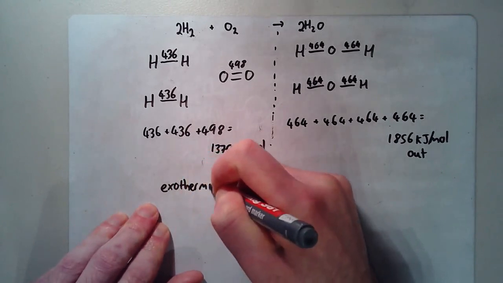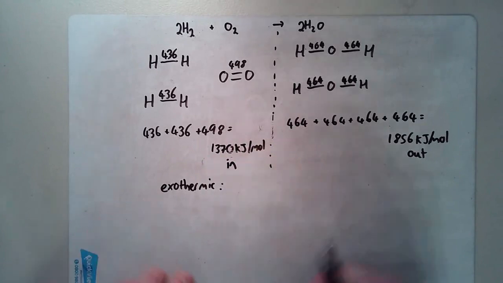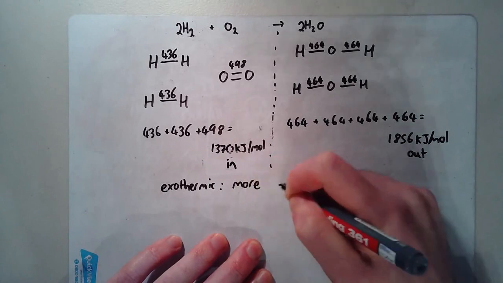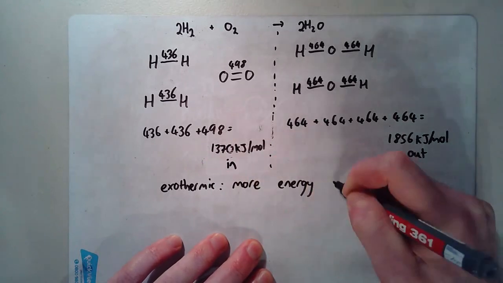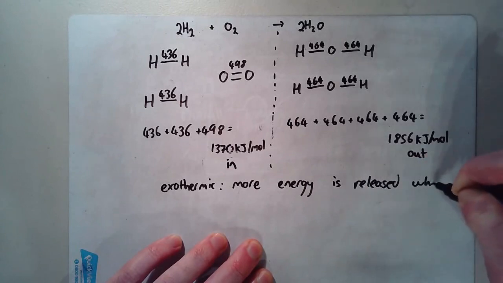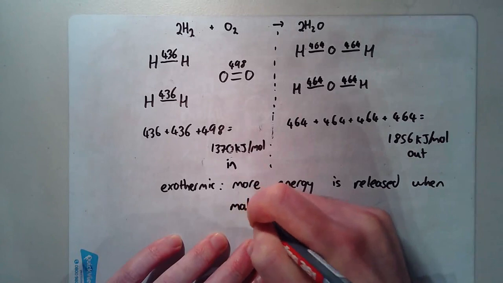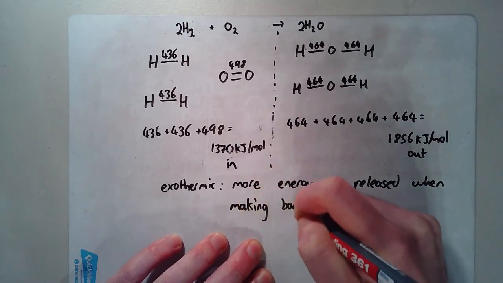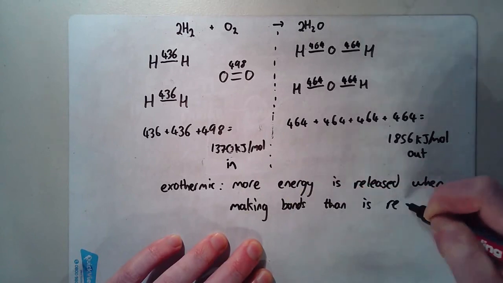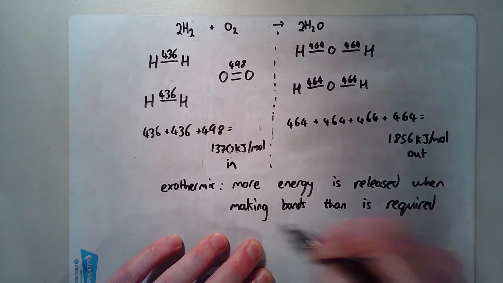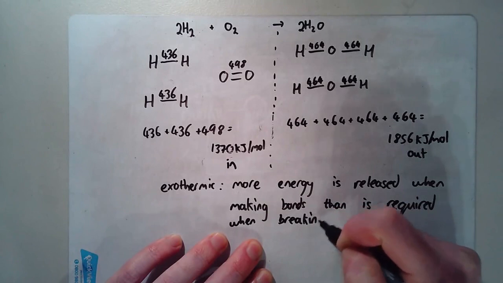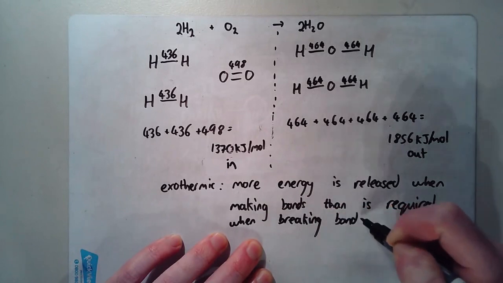And the reason for that, and this is a sentence that you need to learn off by heart, is because more energy is released when making bonds than is required when breaking bonds. And that is a good sentence to learn off by heart.